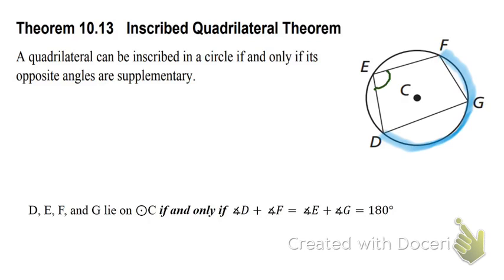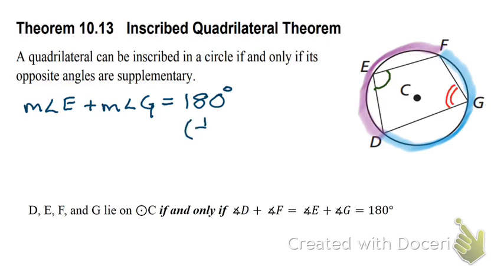You can see that angle E intercepts arc FGD, and angle G intercepts arc FED. Together, they have intercepted the entire circle, right? So they are both half of the arc because they are inscribed angles. But since together they intercept 360 degrees, together they will add up to be exactly half of that, 180 degrees. That's 1/2 of the circle.